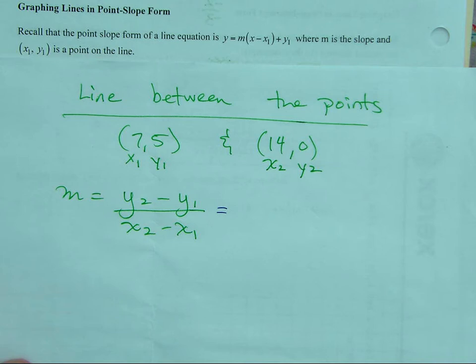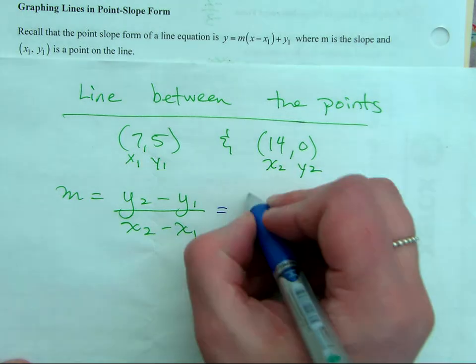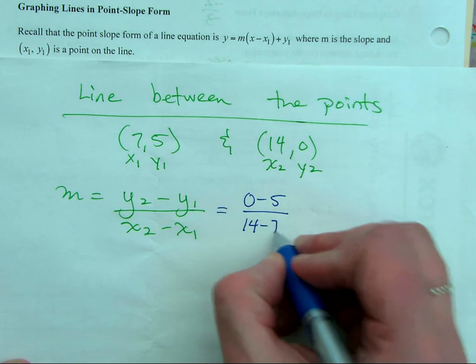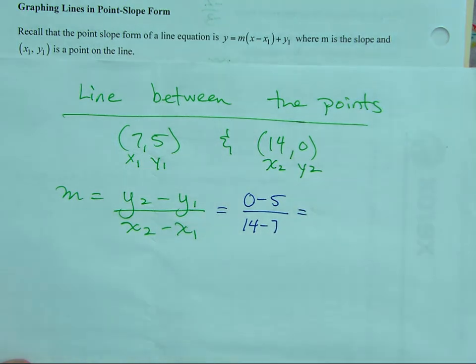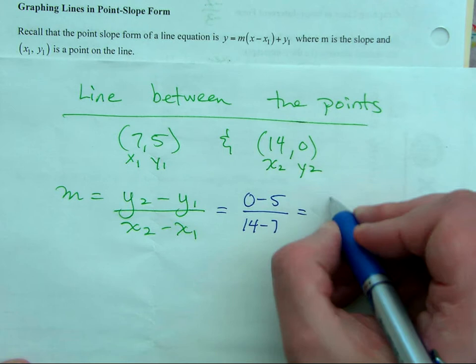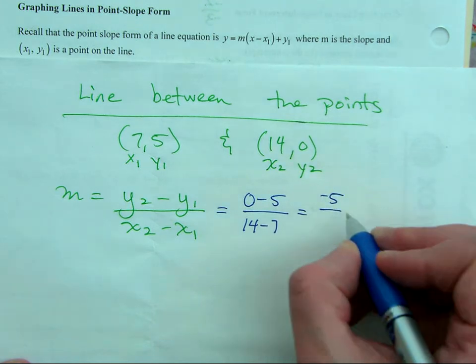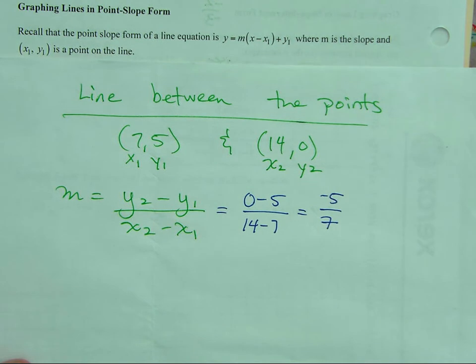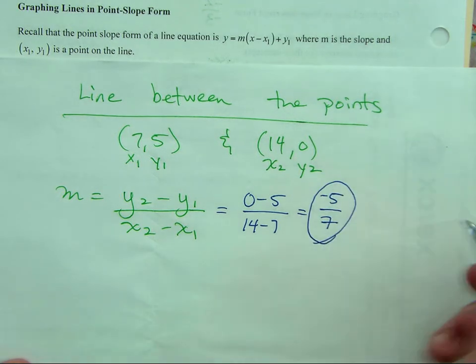So tell me what to plug in. 0 minus 5 over 14 minus 7. And then what do we get? Negative 5 over positive 7. Okay, well, I know the slope, but I don't know the y-intercept. Okay, so that was just a little example of how we could calculate the slope. By the way, I don't have the equation of the line yet, though.